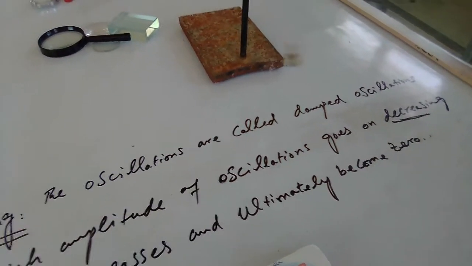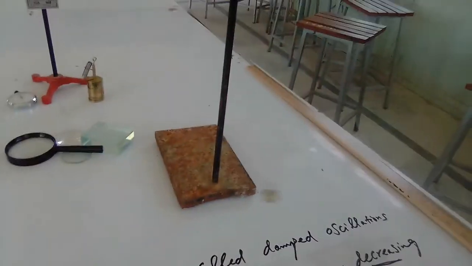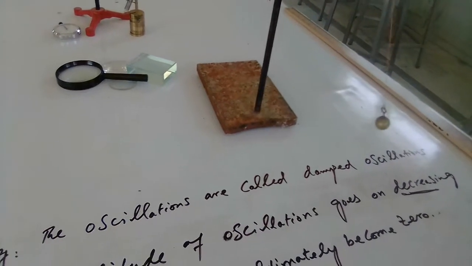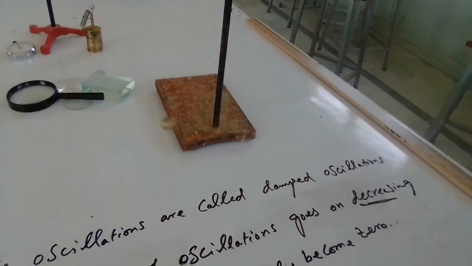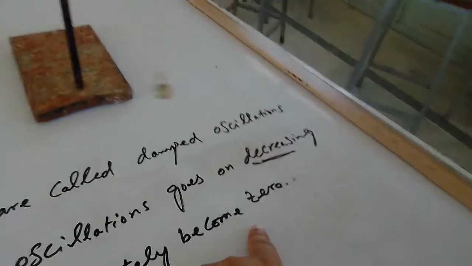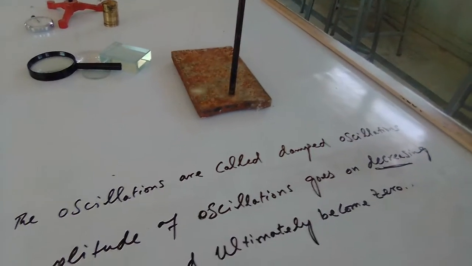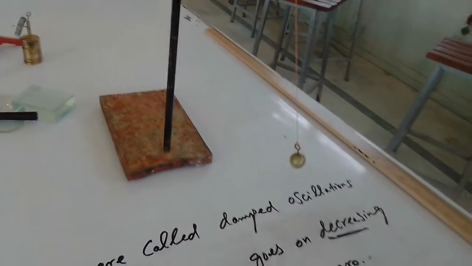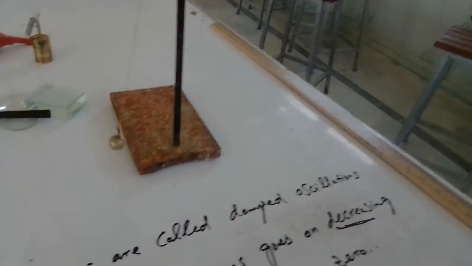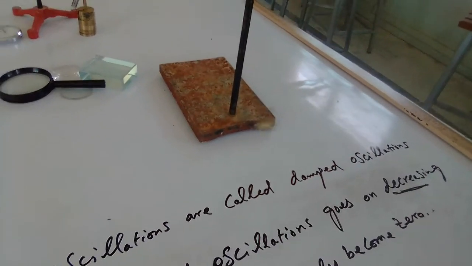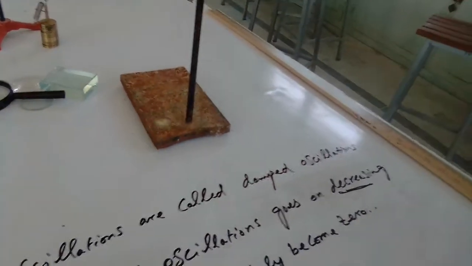These oscillations are called damped oscillations, and the energy of the system decreases with time and eventually falls to zero, and the pendulum comes to rest, as shown in the figure.